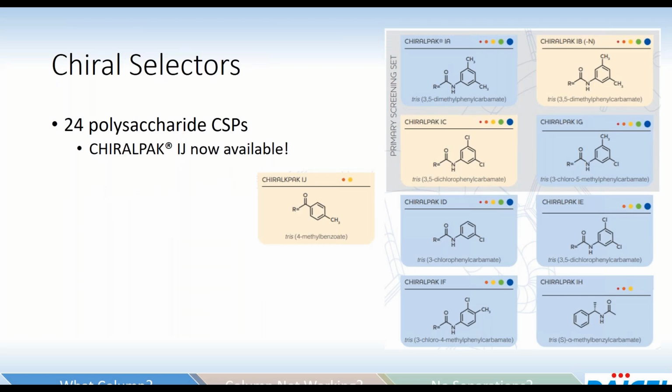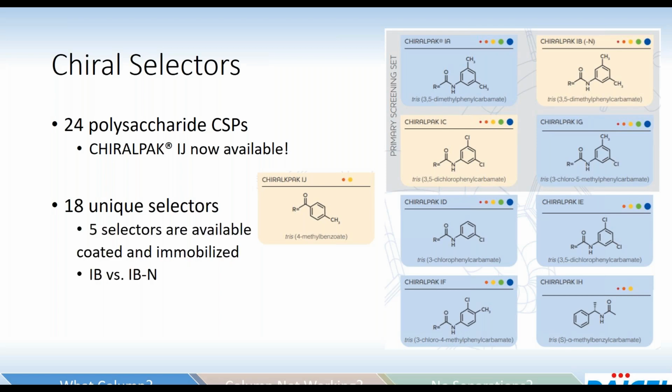If we're looking just specifically at the polysaccharide chiral stationary phases, we have 24 of them available. Chiral Pack IJ is now available in 3 and 5 micron. Of those 24, there are 18 unique selectors, as there are some that are shared between coated and immobilized versions. So 5 are available as coated and immobilized. And then IB is a little interesting. You have both IB and IBN, same selector. There were some chemistry tweaks that took place for the immobilization process to help it perform a little bit more like OD, which is the coated version.